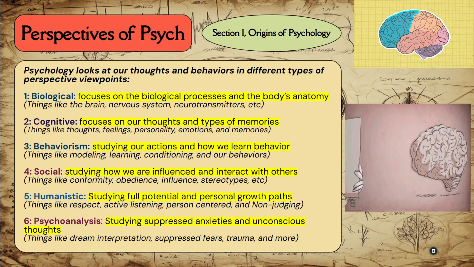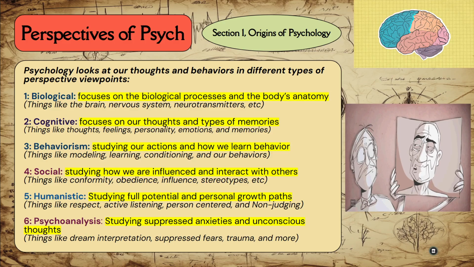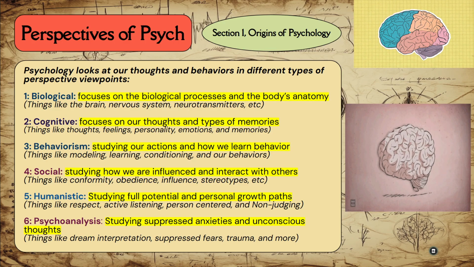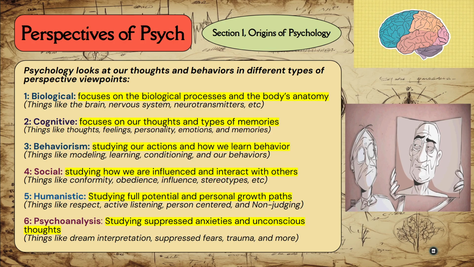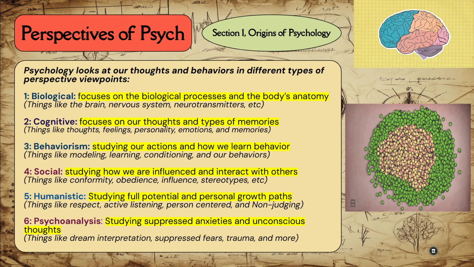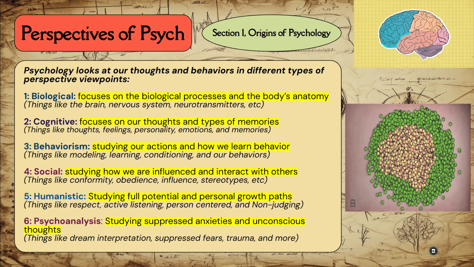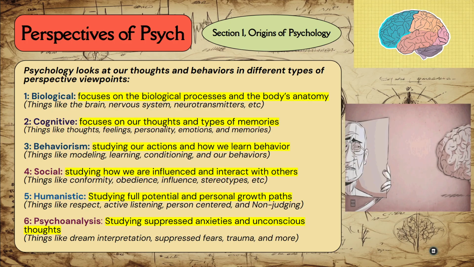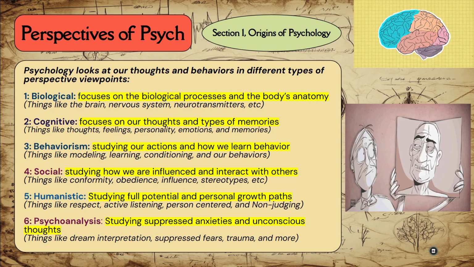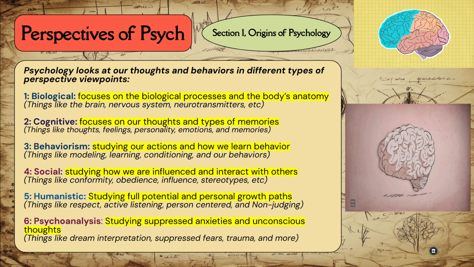Number 2 is cognitive. That focuses on our thoughts and types of memories. So, for example, things such as our feelings, going back to memories that we had, emotions, fears and ideas and anxieties, anything that's inside our brain, the thought process, that is cognitive psychology. So they focus more on our actual thoughts and the meaning behind them.